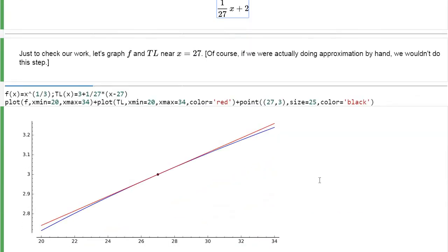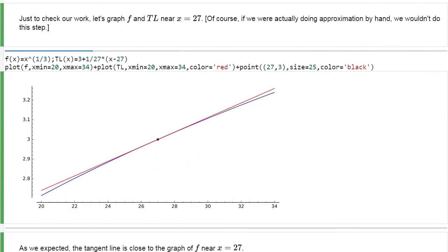Now, I'm going to go ahead and do a graph just as a check. If we were actually doing this by hand without the computer, we wouldn't be able to do this graph. This graph assumes you can actually plot the cube root. So the blue curve here is the cube root, and the red line is the tangent line. Since we have the computer, I'll go ahead and check. Remember, our point of tangency is x equals 27. That's right here. I put a dot there. Here, the tangent line and the cube root function actually agree. They touch there. As you get away from 27, the approximation gets worse.